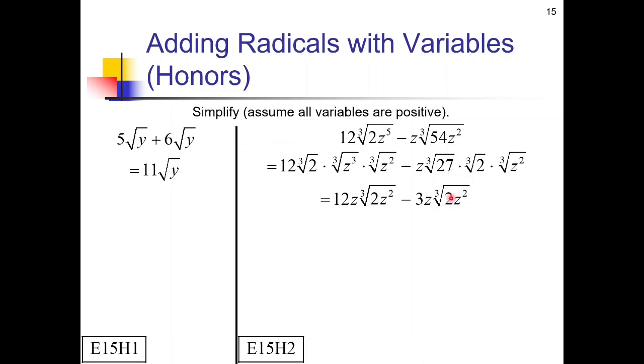And now, after simplifying, it just so happens we lucked out and have the same radicand, same index, same everything. And also on the outside, we've got a 12z and a 3z. So these are like terms all the way through. So if we have 12 of these minus 3 of these, that's just going to be 9z cube root of 2z squared.